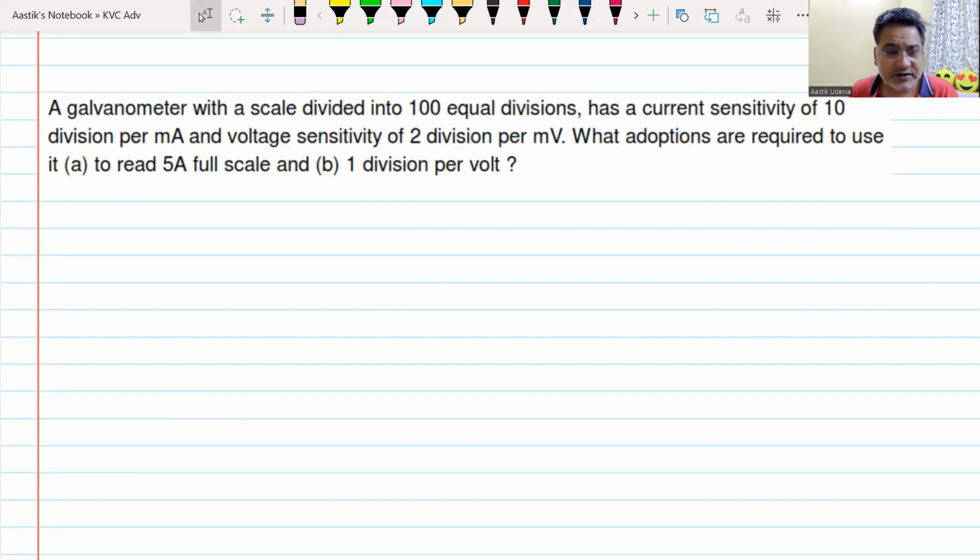It tells us everything about the galvanometer that they can ask. A galvanometer with a scale divided into 100 equal divisions has a current sensitivity of 10 divisions per milliamp. So for 1 milliamp, it will go 10 divisions. And the voltage sensitivity is 2 divisions per millivolt. What adaptations are required to use it, number one, to read 5 ampere full scale, and number two, 1 division per volt? So this question encompasses everything that we have done about ammeter, voltmeter and galvanometer in one. Think about it.